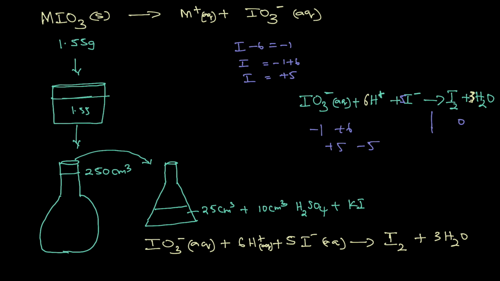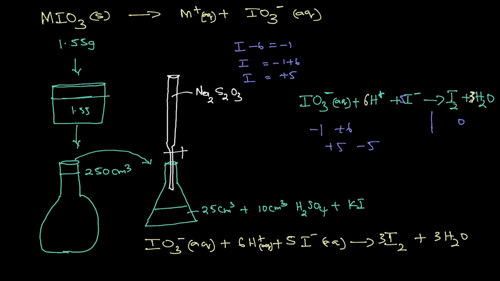3 oxygen there, 6 hydrogen there, 1 iodine plus 5 iodide. So we need to balance this one by adding 3, because that is now 3 times 2, 6. 5 plus 1 is also 6. So that's balanced. The next stage is to titrate that with sodium thiosulphate.